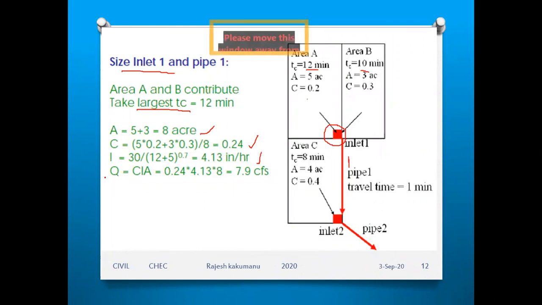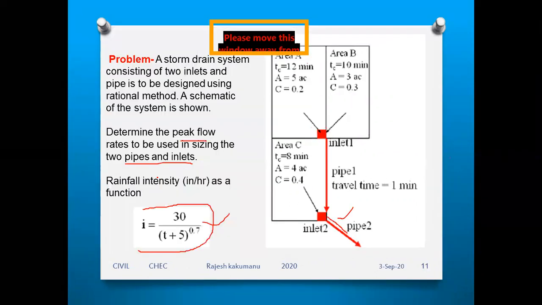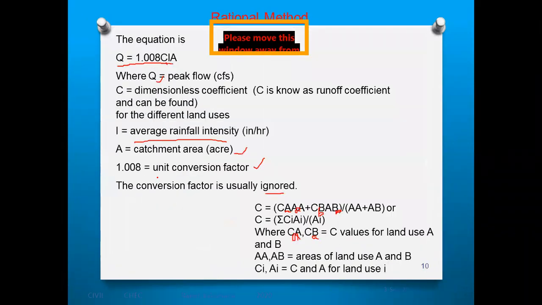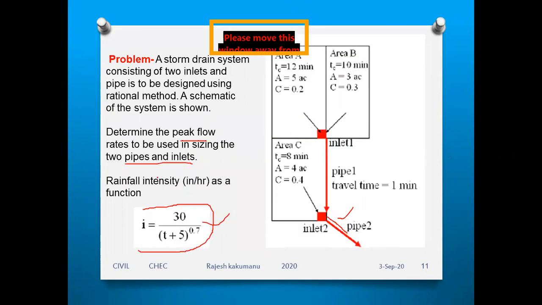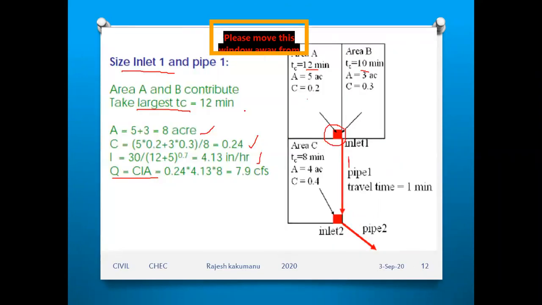Next, Q is equal to CIA. So the total formula is Q is equal to CIA. Now applying this, what is the C value? 0.24, into the I value 4.13, into the area A, is equal to 8. Totally 7 CFS is Q for this inlet 1.